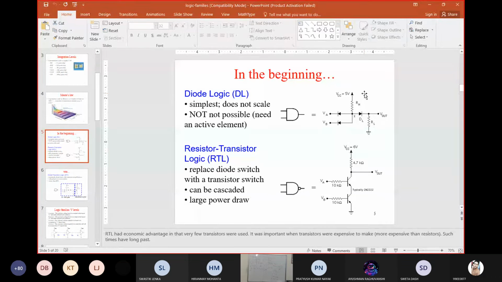Why? Because this particular one, you reverse it. You reverse it. What is that? You give VA is equal to 0 and VB is equal to plus 5 volts. Then do the same situation. Whether it will work or not. It will not work.